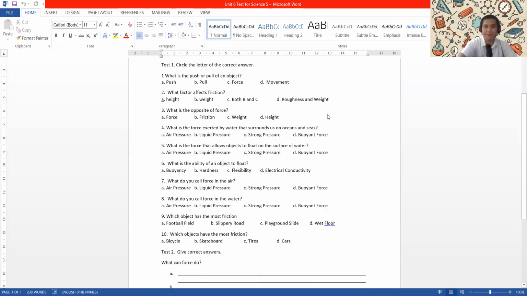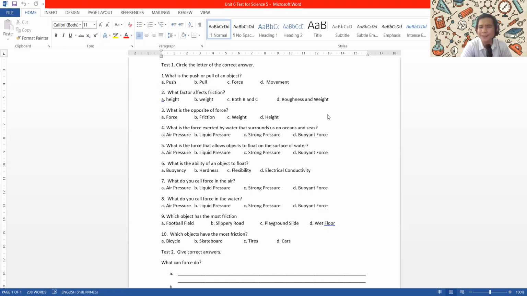So, number 3, what is the opposite of force? I hope you heard me when I said this, because I already said this a few minutes ago. What is the opposite of force? Is it A, force? Is it B, friction? Is it C, weight? Or is it D, height? The opposite of force is not also force, okay? So force is not the correct answer.